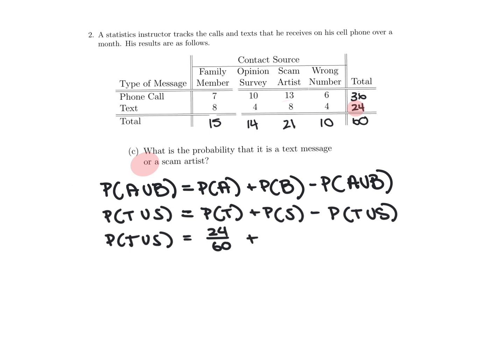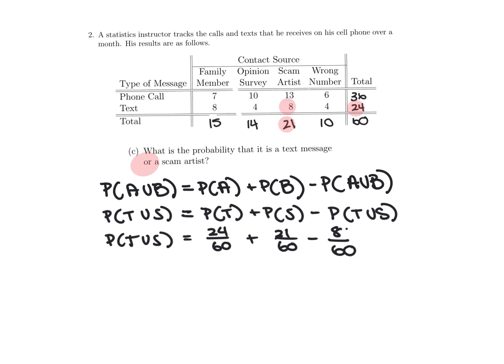And then we are going to get 21 as S because it is the total number of scam artists. We are also going to put this over 60. And then we are going to subtract the text messages and scam artists, which is going to be 8 because that is text from a scam artist. And we are also putting this over 60.